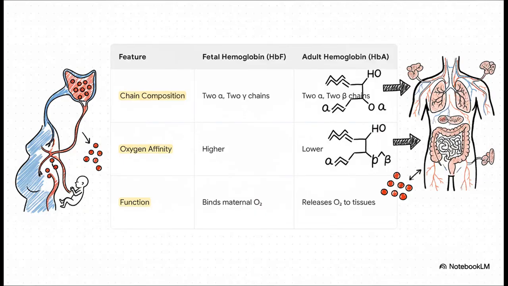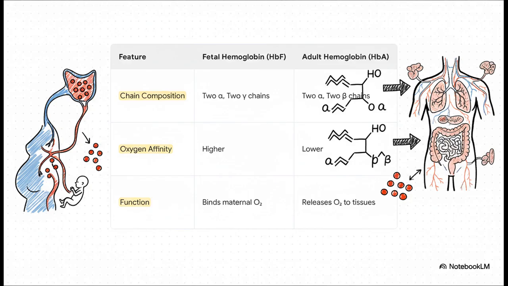Okay, so this is where it gets really cool. The design difference between fetal and adult hemoglobin is just genius. Fetal hemoglobin, or HbF, has this ridiculously strong grip on oxygen. And why does that matter? Well, it allows the fetus to literally rip oxygen away from the mother's blood, right across the placenta.